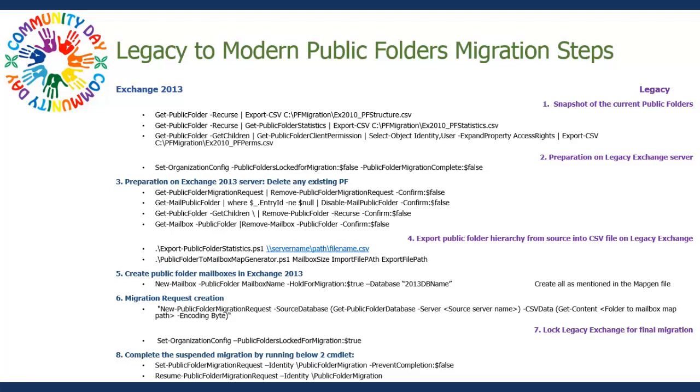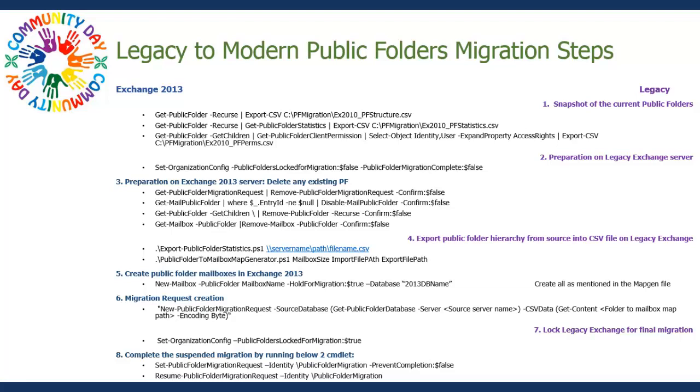The next step is preparation on the legacy Exchange server. So now we have to prepare the legacy Exchange server for the migration, basically. What we are doing here is setting the organization with the public folders. This is Set-OrganizationConfig -PublicFoldersLockedForMigration $false. What it means is the public folders are not locked for migration, which means it will not complete the migration even if you start it, or it will fail the completion command. Right now we are just setting it to false so that we do not accidentally migrate it.